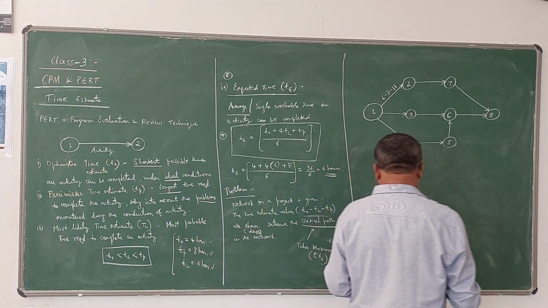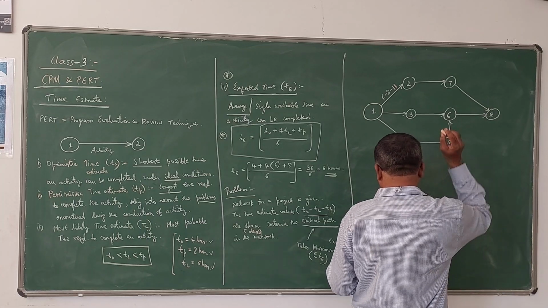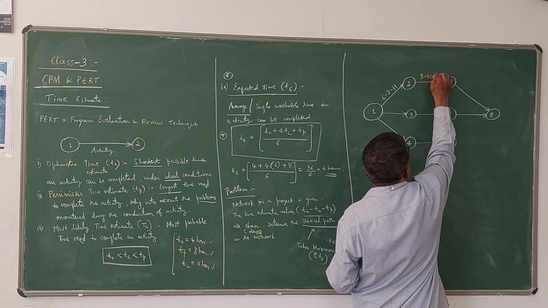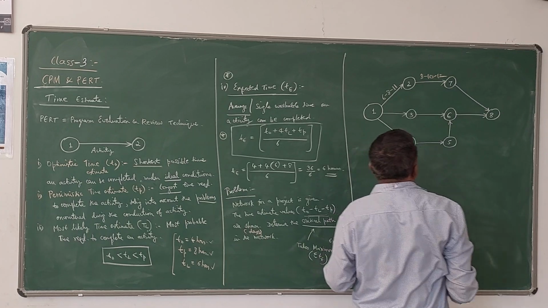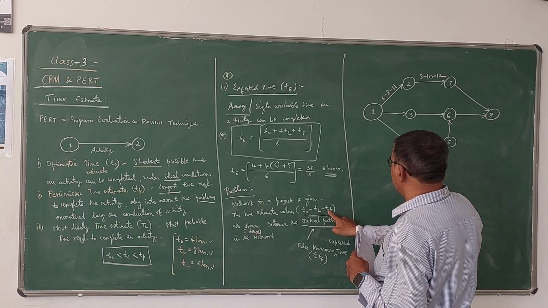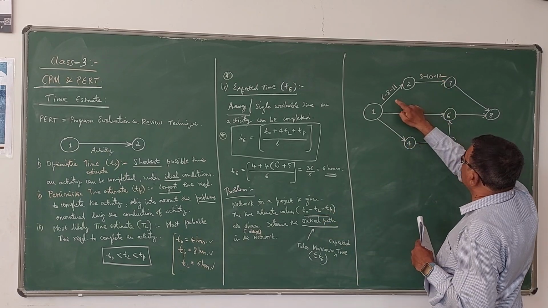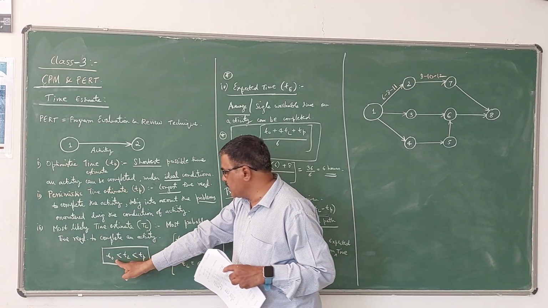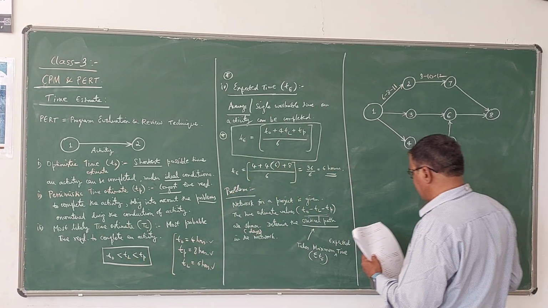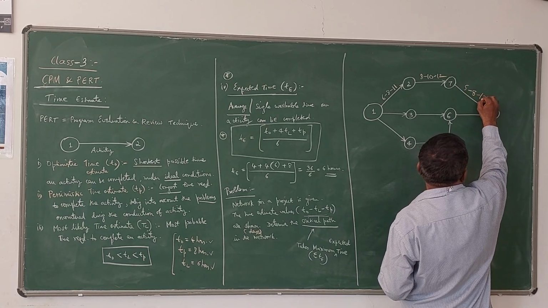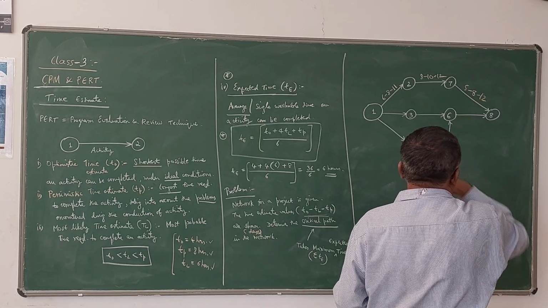Similarly, for activity 2-7, 8, 10, 12. So T0 is 8 days, TL is 10 days, TP is 12 days. You can observe that there is an increasing order like this: T0 less than TL less than TP. Next is 5, 8, 12, that is 5 days, 8 days, 12 days, for the activity 7-8.